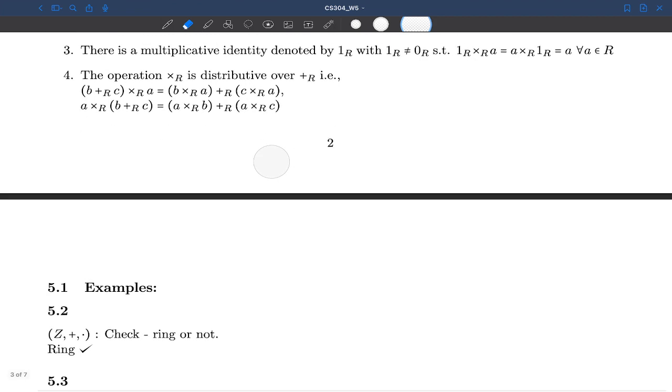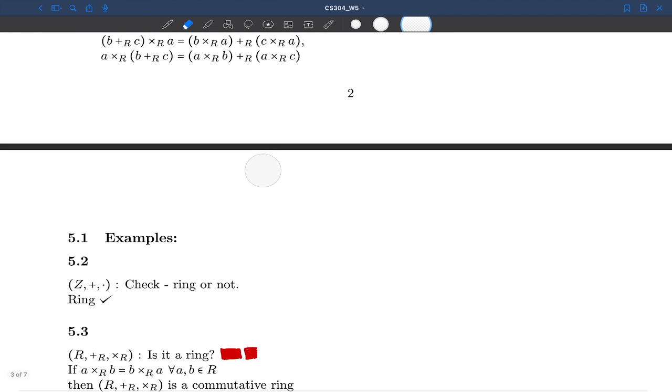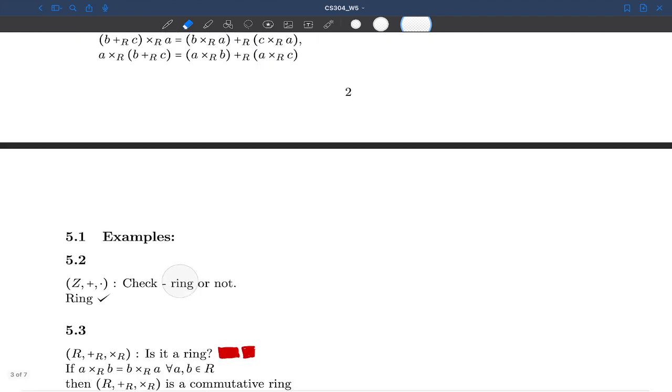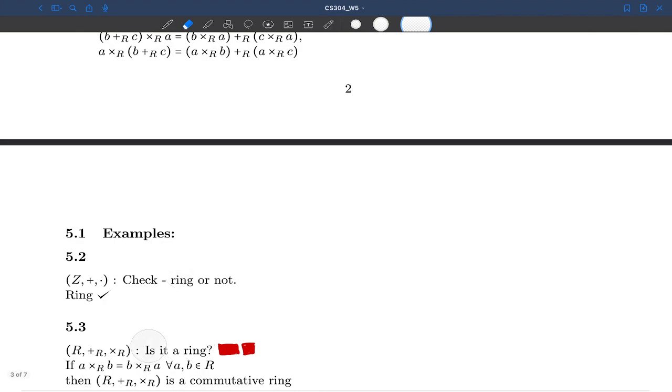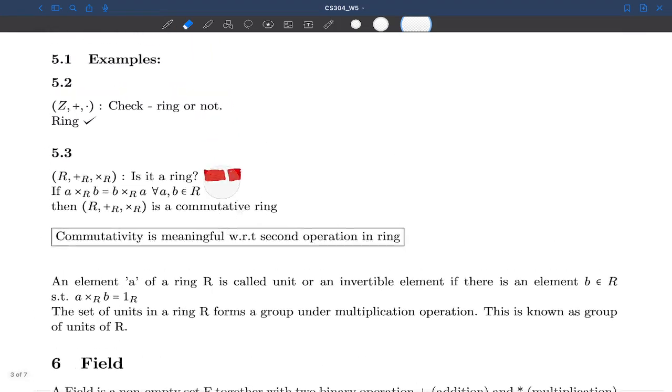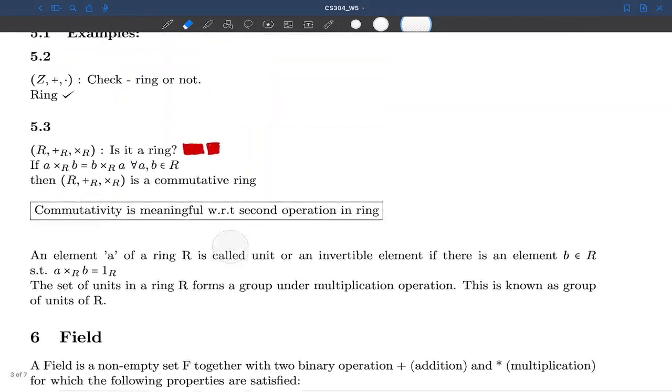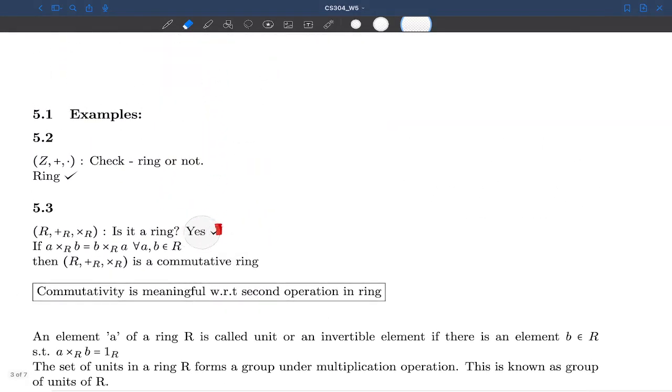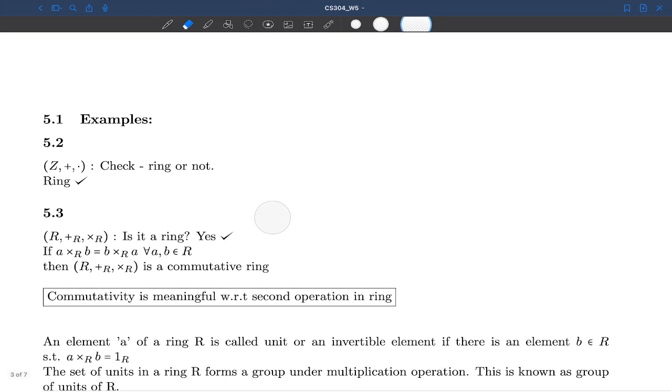Okay, now another example. Here we have taken real numbers instead of integers. So that will also be a ring, with the same argument. Cool.